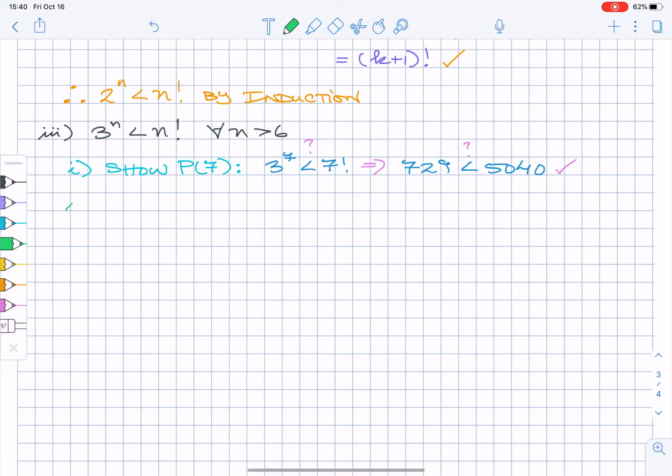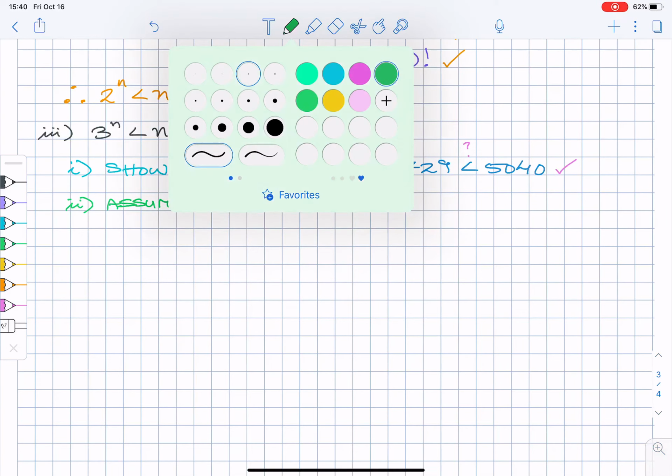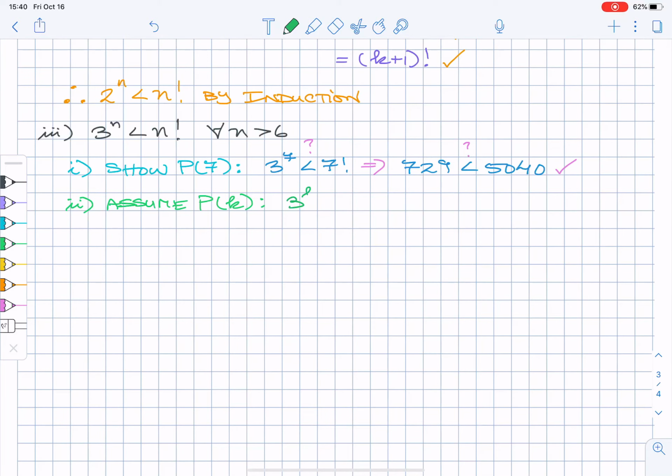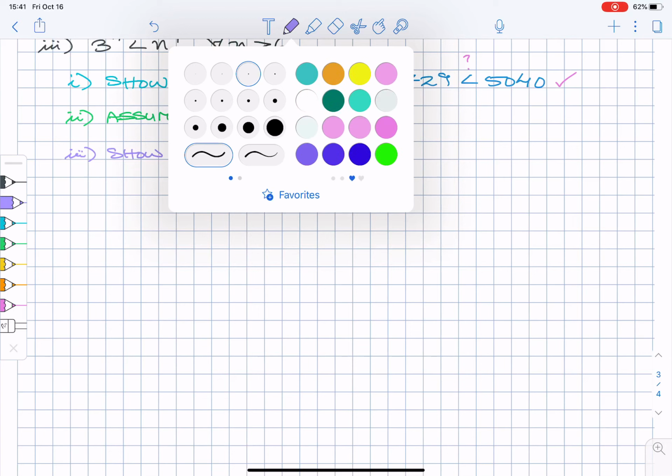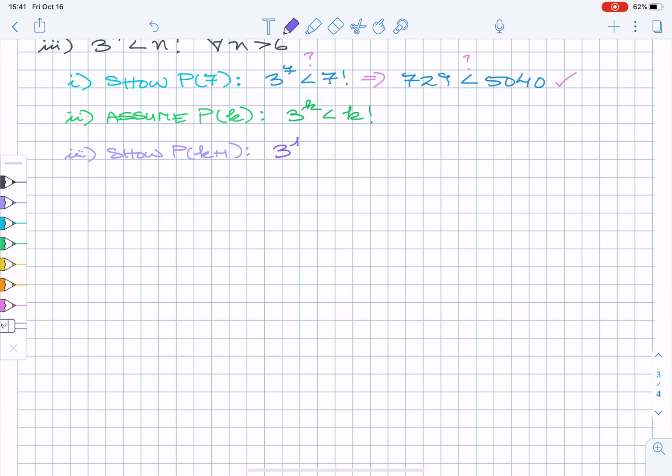Okay, so number 2, we assume that p of k is true. So that is 3 to the k is indeed less than k factorial. And the third step, we show, based on that assumption, that p at k plus 1 is true. So 3 to the k plus 1. Well, I claim that that's 3 times 3 to the k.